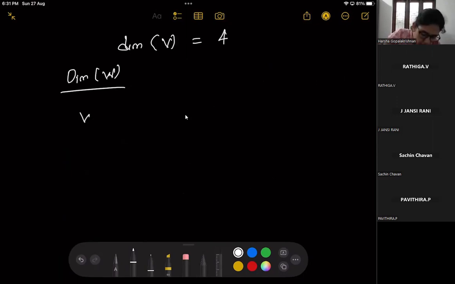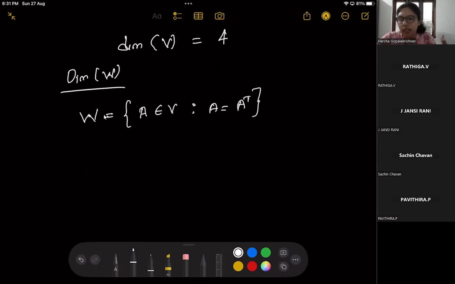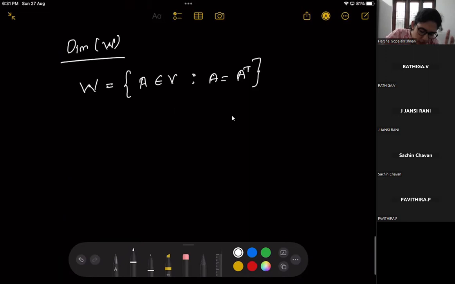First, let me write the W. W equal to the set of all A in V such that A equal to A transpose. If we are getting this W like this, first we will take the condition and we will expand it so that we will get to know what the requirements are. Now here let A equal to A, B, C, D. So a random matrix I am taking.